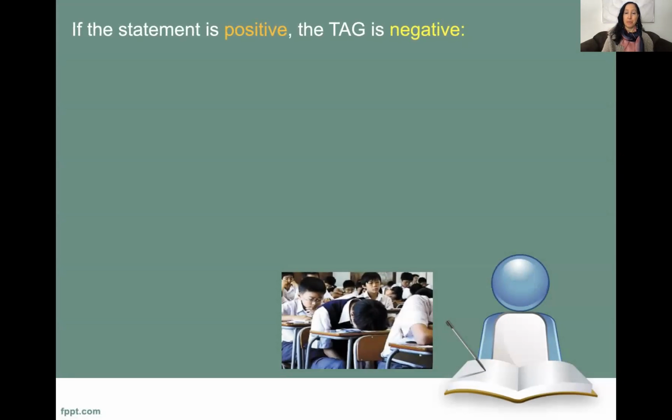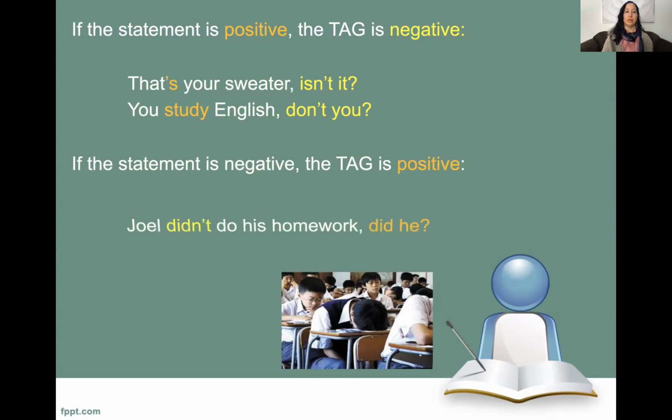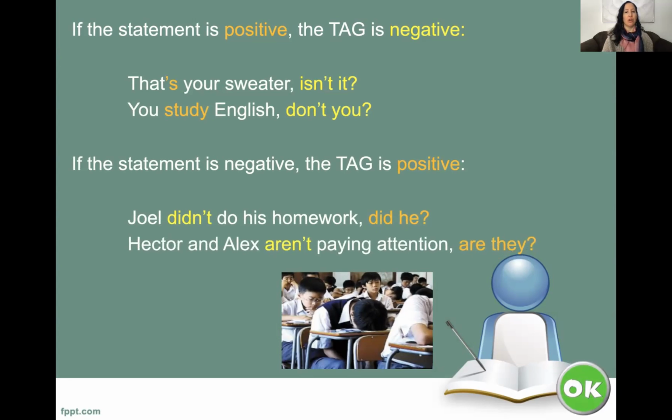If the statement is positive, the tag is negative. For example, that's your sweater, isn't it? You study English, don't you? If the statement is negative, the tag is positive. For example, Joel didn't do his homework, did he? Hector and Alex aren't paying attention, are they?